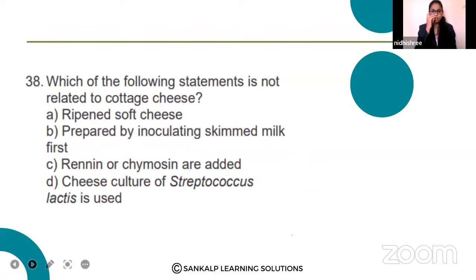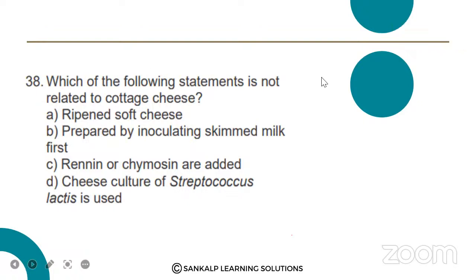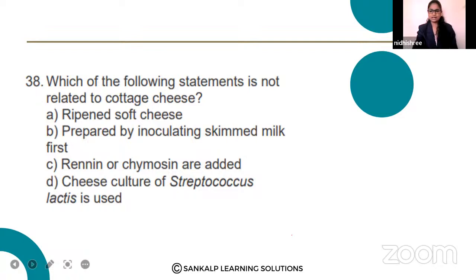Then, which of the following statements is not related to cottage cheese? Option A, ripened soft cheese. Option B, prepared by inoculating skimmed milk first. Option C, rennin or chymosin are added. Option D, cheese culture of Streptococcus lactis is used. It is not related to cottage cheese. Option C, ma'am. Rennin or chymosin are added.